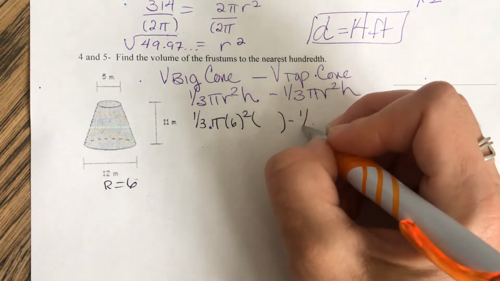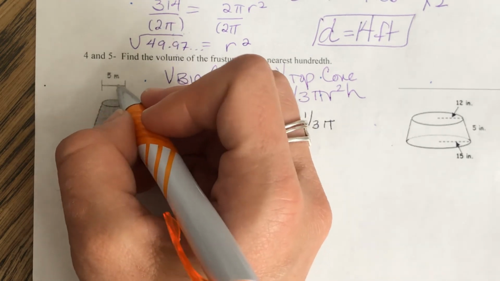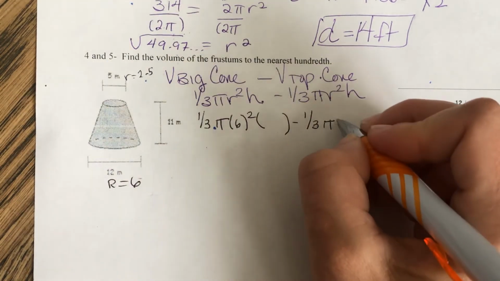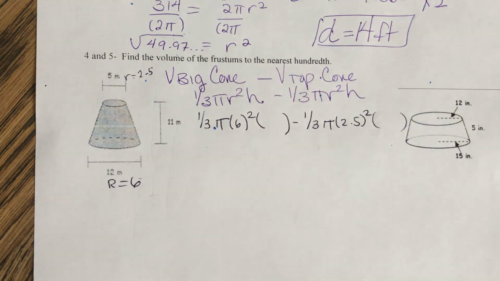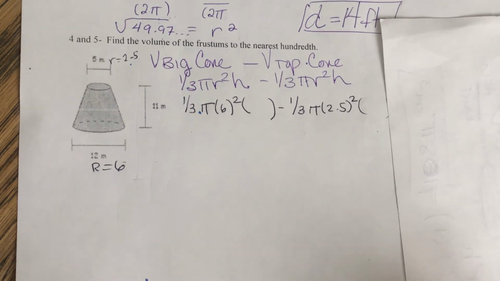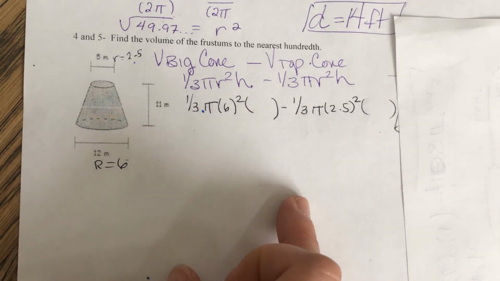Minus, all right, we got 1/3 pi. The whole diameter up here is 5, so you know your radius is 2.5. Oh, pen kind of went away. And we don't know the height of the top. All right, I'm just gonna cover that one up for one moment. So I should have written smaller, and that's why I put them separate. I was supposed to write here.